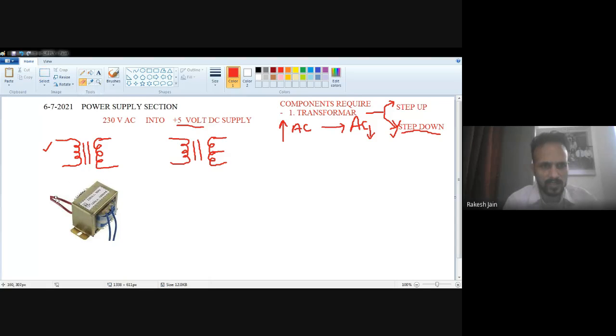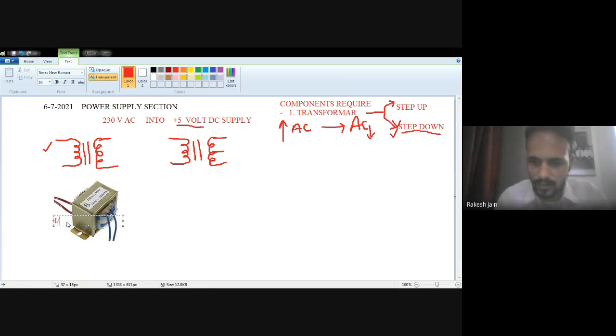Remember one thing always: the input side consists of two wires and the output side also consists of two wires. How do you understand which one is the input side and which is the output side? When you purchase any transformer from the market, one side of the wires may be of different colors, but one side must be red. That red wiring shows you the input side. So these are inputs, and the others are outputs.